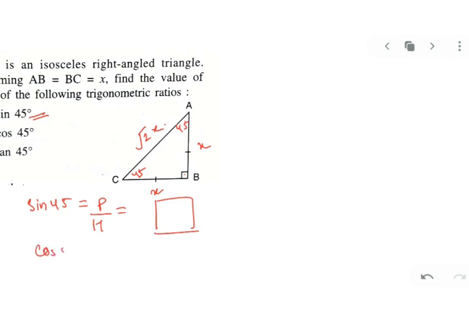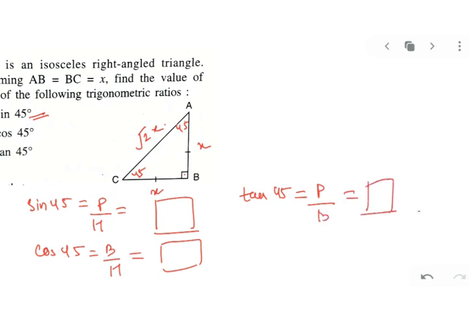Similarly, you can go for cos 45. It is base upon hypotenuse. Put in the values and get the ratio. Similarly, you can go for tan 45. Tan 45 is perpendicular upon base. Put in the values and get the ratio. Can you do that?